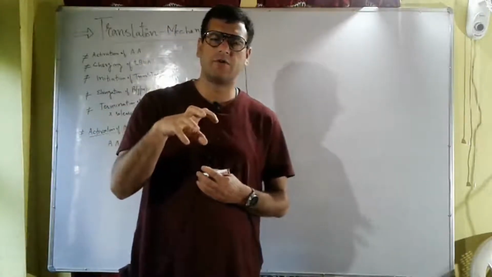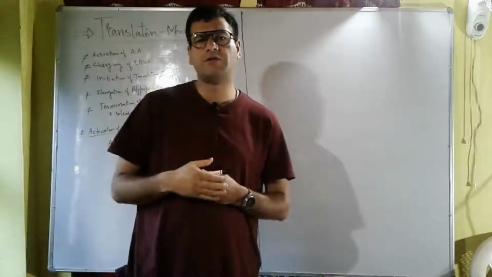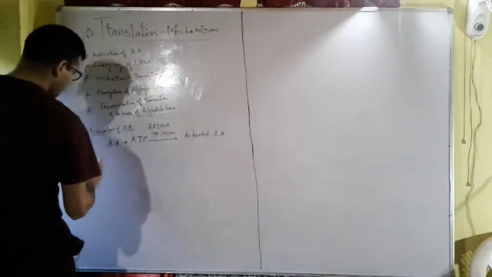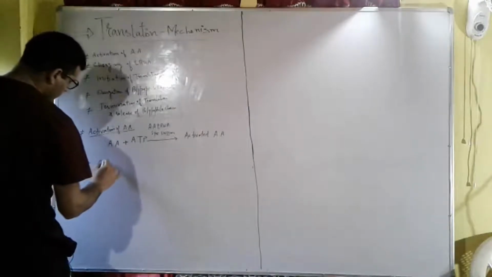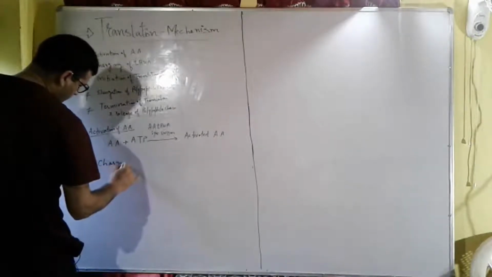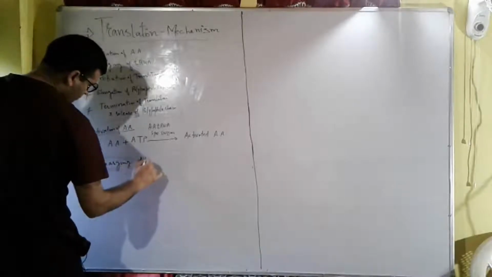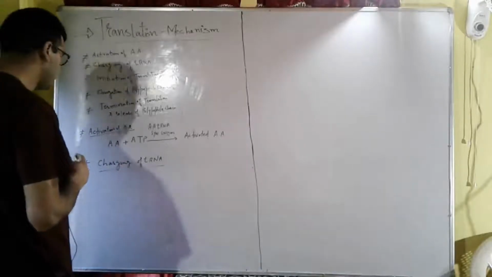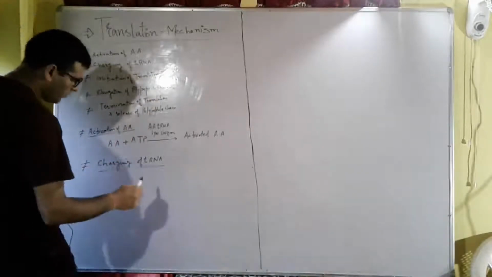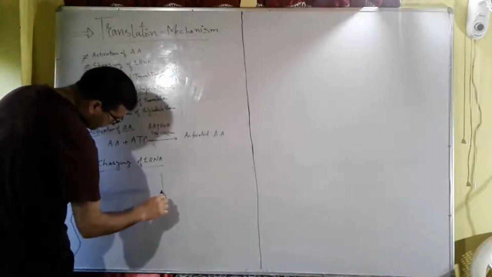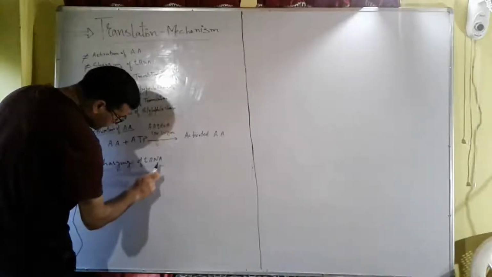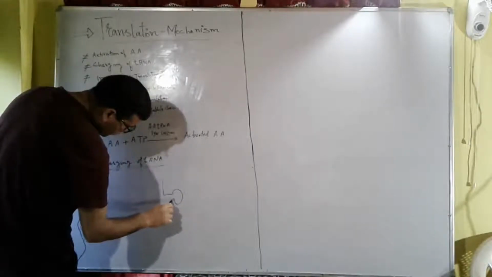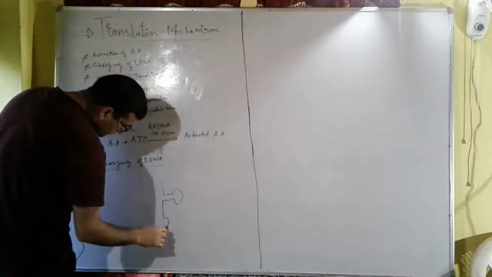Then these activated amino acids are loaded on the tRNA. That is what is called charging of tRNA. The second step is charging of tRNA. You know that this is the tRNA molecule. It has the clover leaf model.